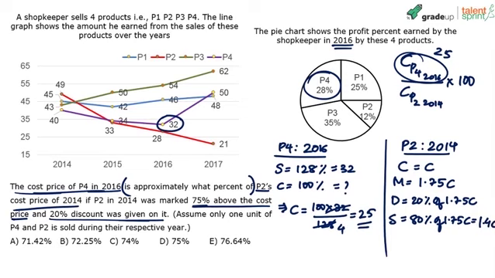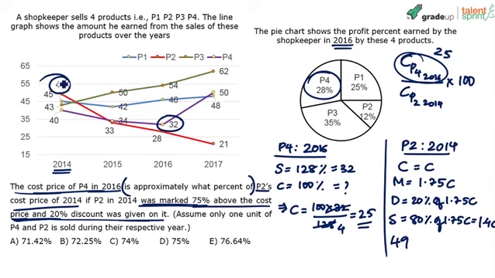So what I know from the given data is that when you mark up the product by 75% and give a discount of 20%, the selling price comes out to be 140% of cost price. 1.4 is nothing but 140% of cost price. But I know that the selling price of product 2, the red line, in 2014 is 49 rupees. So 49 rupees is equal to 1.4 times the cost price.